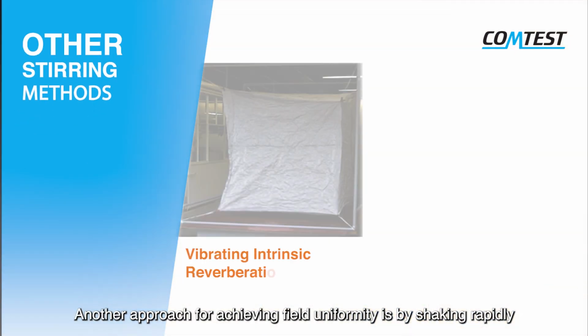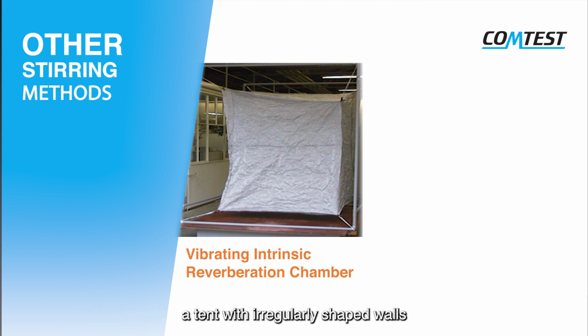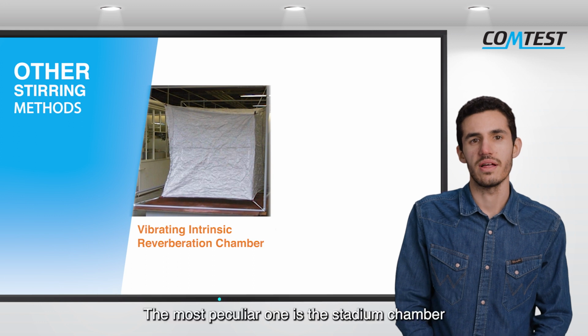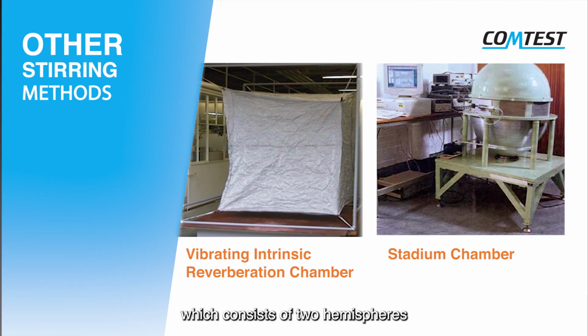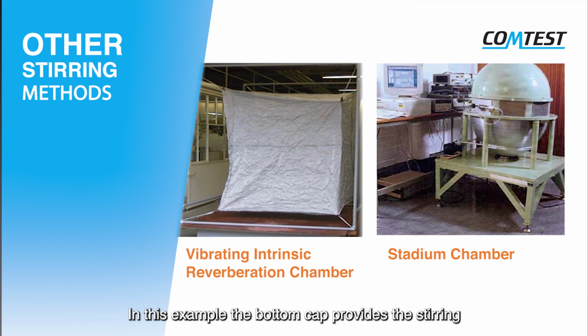Another approach for achieving field uniformity is by shaking rapidly a tent with irregularly shaped walls made of flexible conductive material. This is known as the vibrating intrinsic reverberation chamber. The most peculiar one is the stadium chamber, which consists of two hemispheres with irregularly shaped caps connected by a cylindrical section. In this example, the bottom cap provides the steering by rotating using a belt drive mechanism.